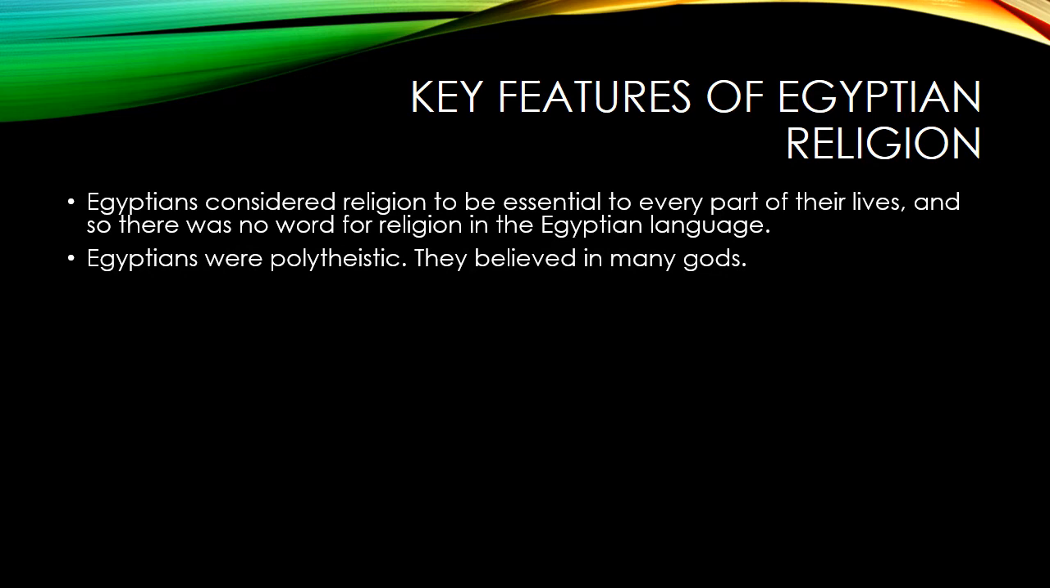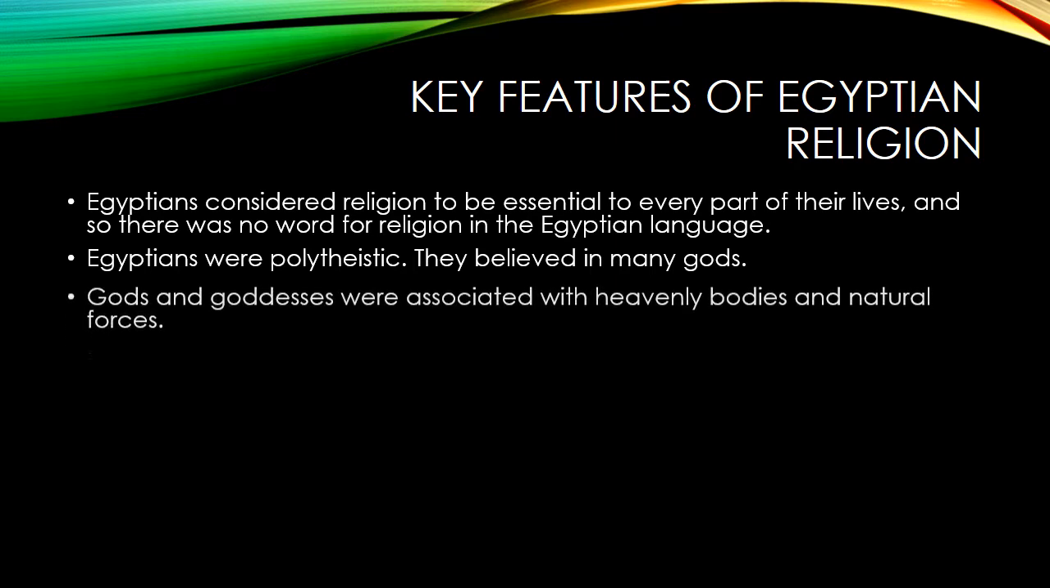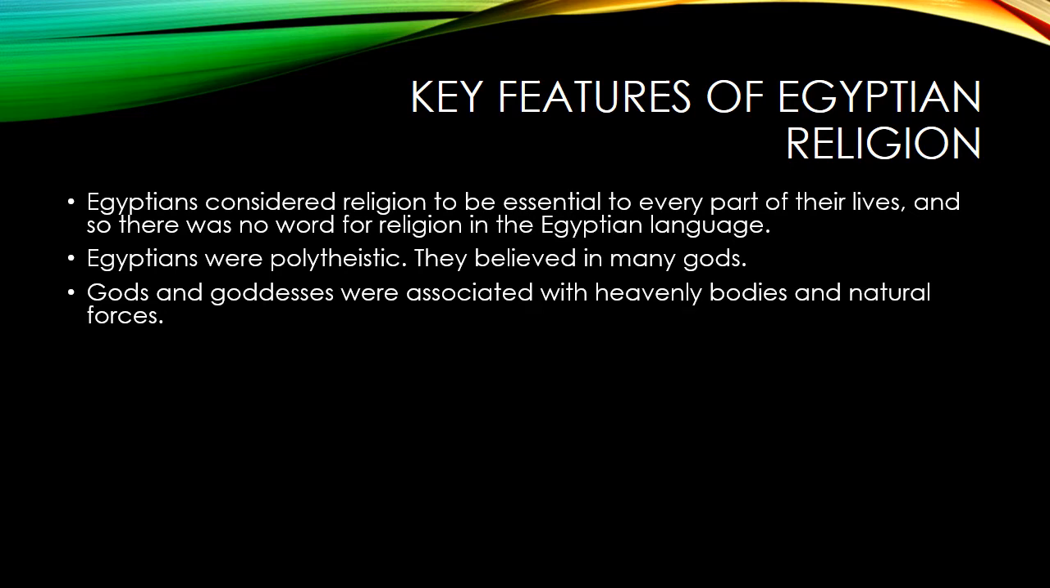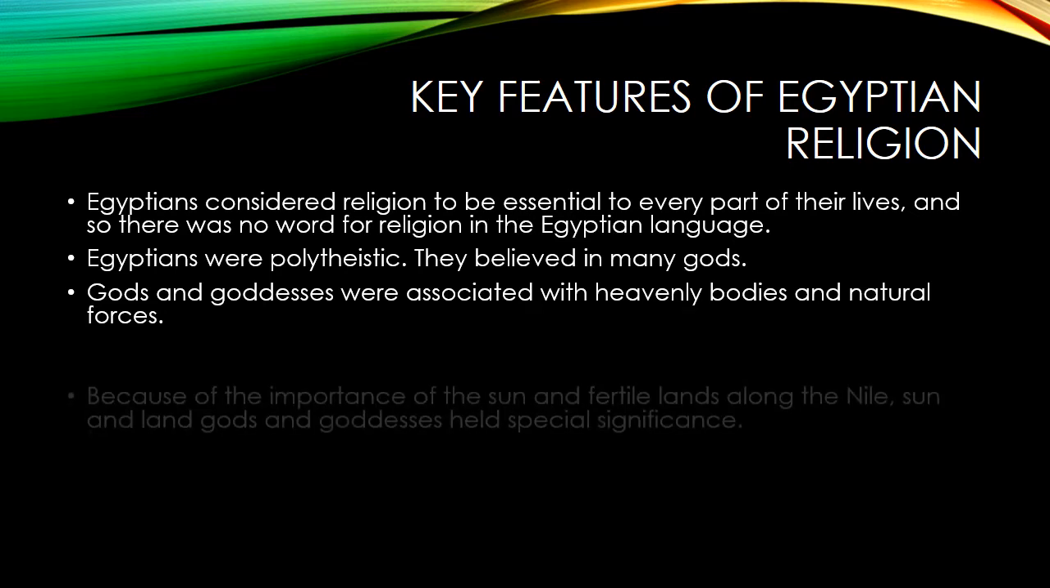Egyptians were polytheistic. Obviously, they believed in many gods. There was a god for every situation to explain natural events in their lives. Gods and goddesses were associated with heavenly bodies and natural forces.